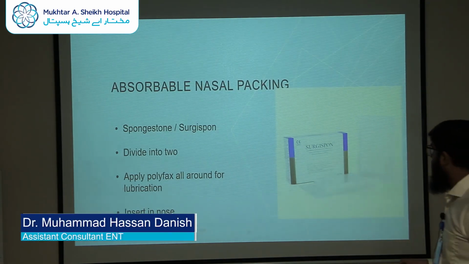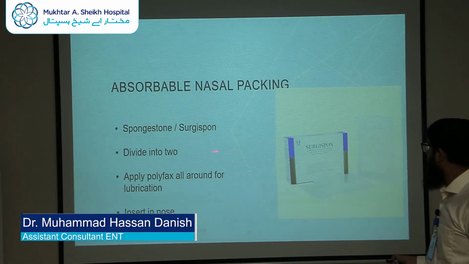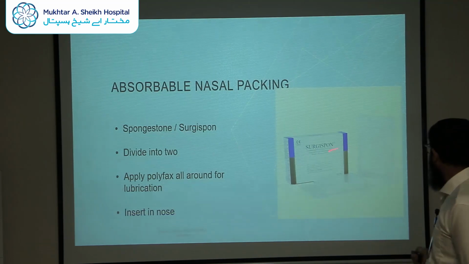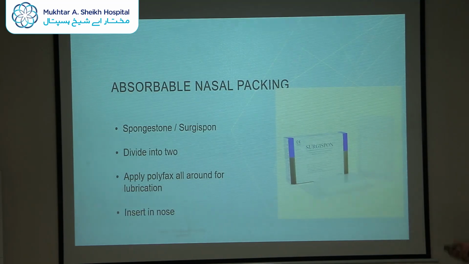And then the absorbable nasal pack. These are available as Sponge Stone or Surgispon. They are pre-made for the nose, but usually you will have these in your stores which are rectangular in shape. You can divide them in the middle and then apply Polyfex around it for lubrication, and then you can insert it in the nose.